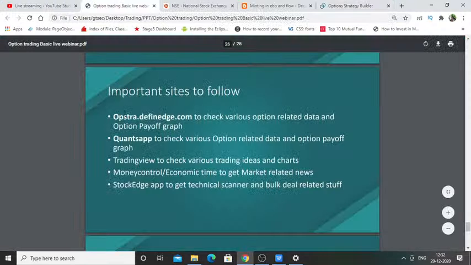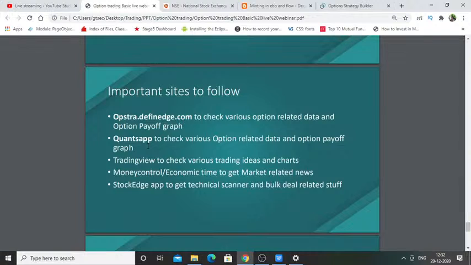So this is about Upstox defined edge, and the same option-related things you can look at from the Quants app as well. The Quants app is an Android application. I'm not sure whether it has an app on Apple or not. I'm an Android user. There you can look into option-related data, the option chain, all those things. And TradingView, where you can get multiple trading ideas and chart-related stuff.